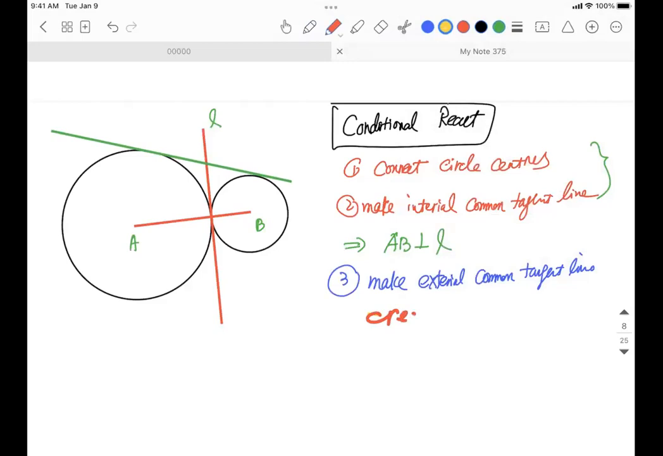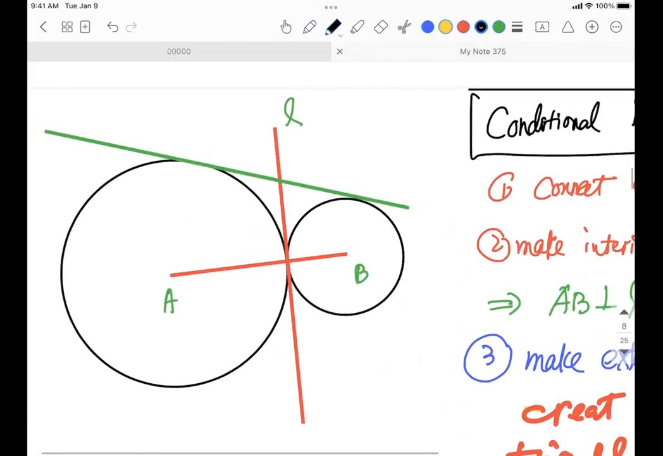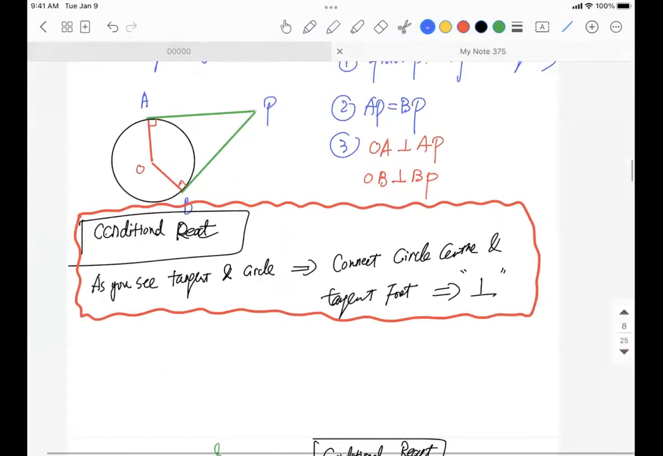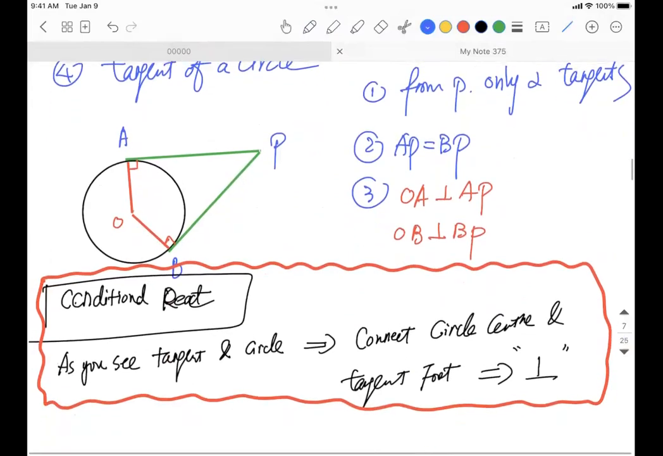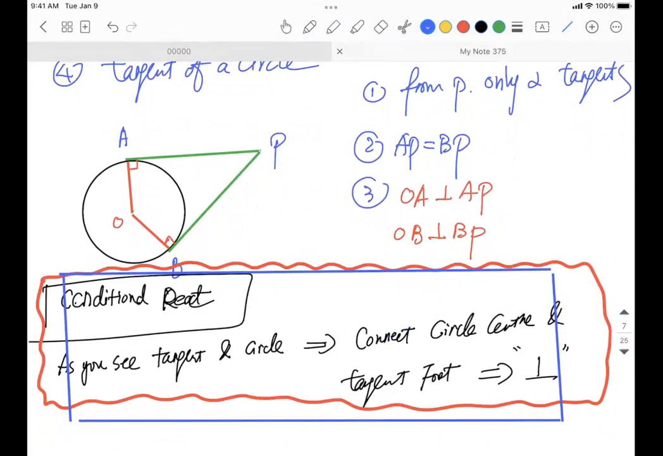Create an important triangle. Let's have a quick look at it. I'm going to do the following. Use color, maybe blue. I'm going to do a connection between the circle center and the tangent foot. And this is what I talked about, right? Whenever you see a tangent line tangent to a circle, I always do a connection between the circle center and the tangent foot.